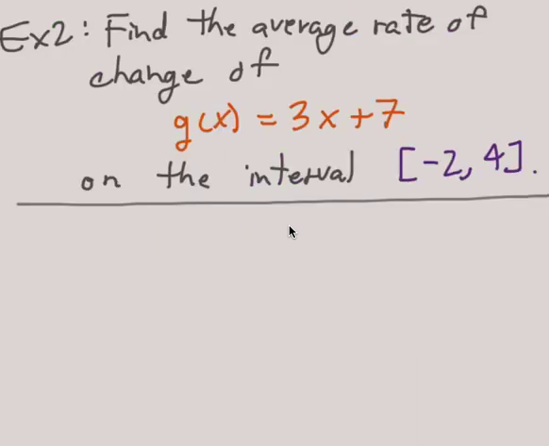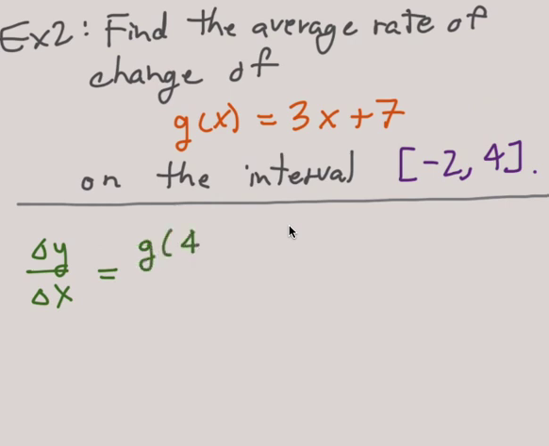Example number 2. Find the average rate of change of g of x equals 3x plus 7 on the interval from negative 2 to 4. Looking back at what we did in the last one, we know we need to find the change in y's, and we need to divide that by the change in x's. So what I'm going to do is find the change in y's. The y's are my g values, and to find the values of g of x, I plug in the endpoints of my interval, negative 2 and positive 4.